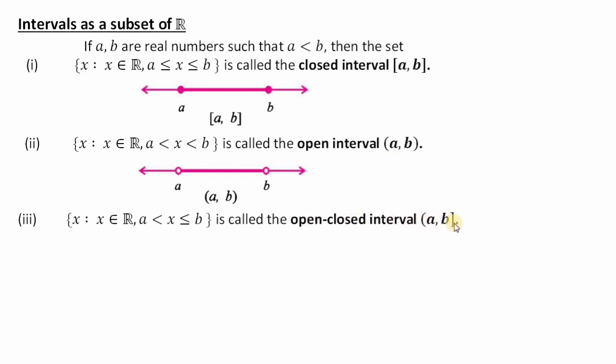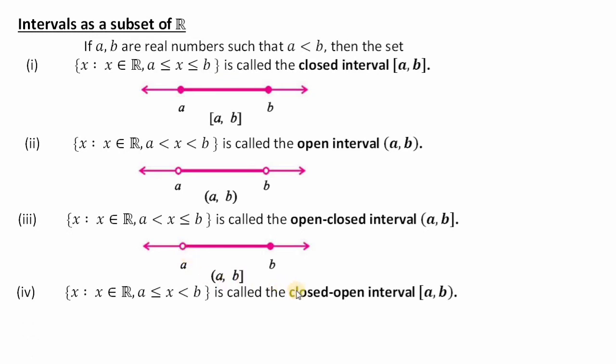Next is called open closed. That means a is not included but b is included. See, a is not included, equal to is not there, but x equals b can happen. That is, b is included, and this is represented in this way. b is included, a is excluded. Similarly, next is closed open interval, so a is included and b is excluded, and this is represented in this way. So pause the video and note down the points.